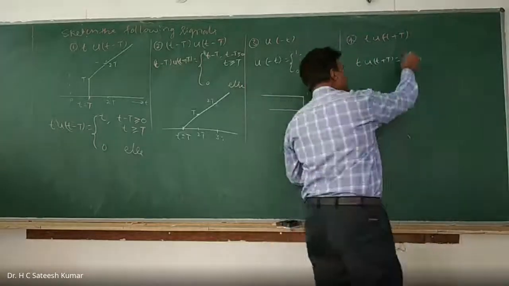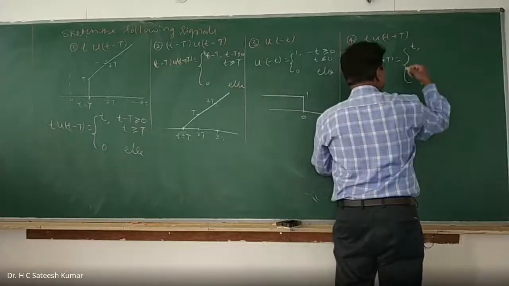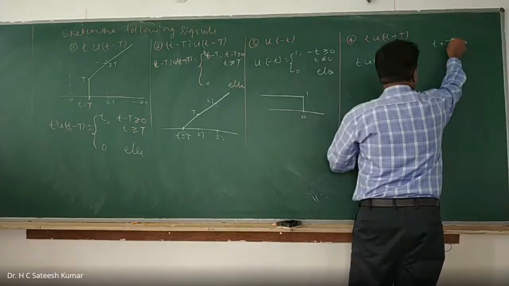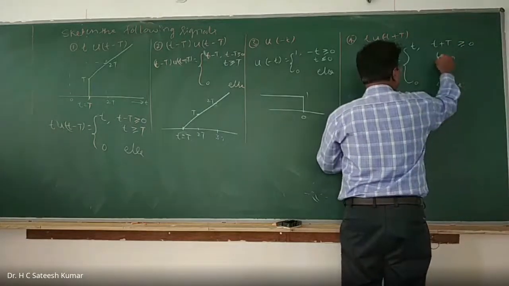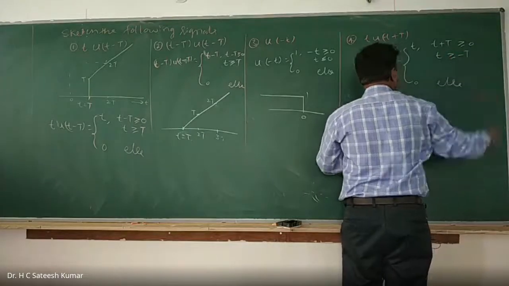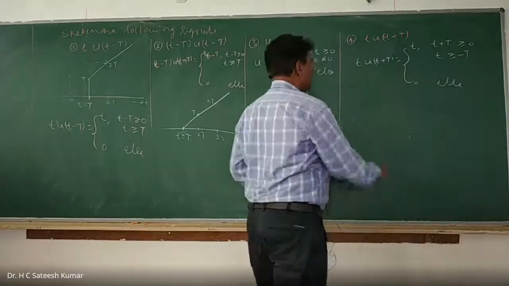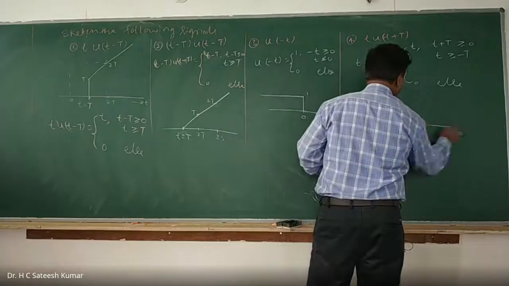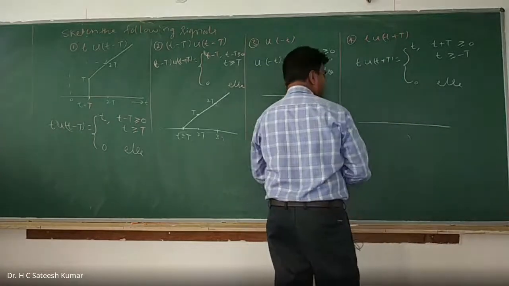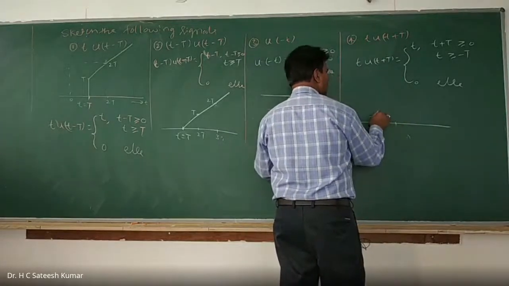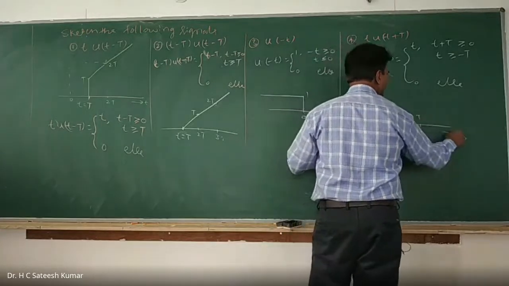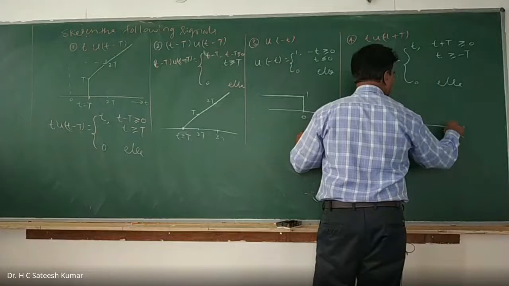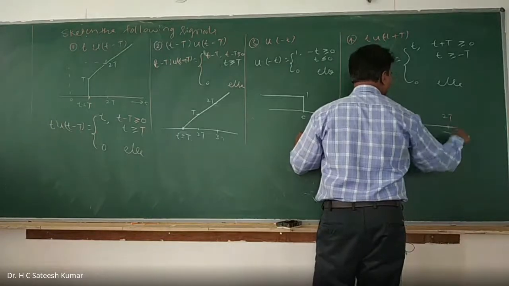It is equal to t for t plus t greater than or equal to 0 and is equal to 0 elsewhere, or t greater than or equal to minus t. That means starting from where? Minus t you should start. Start from minus t. This is 0, this is minus t, this is 0, this is capital T, this is t axis. T will become what? T, 2t, like this.